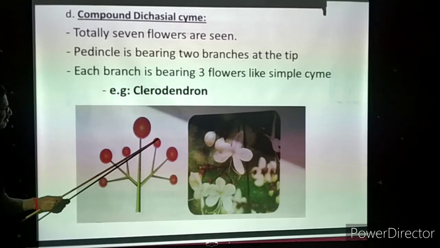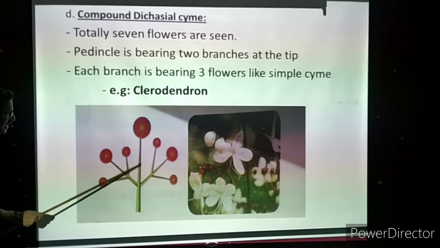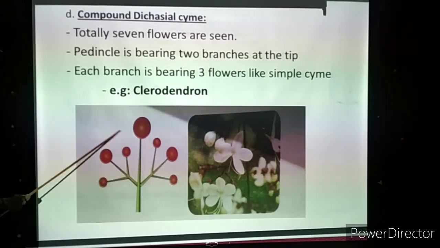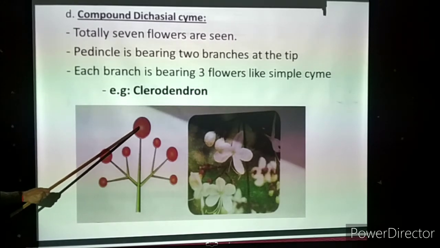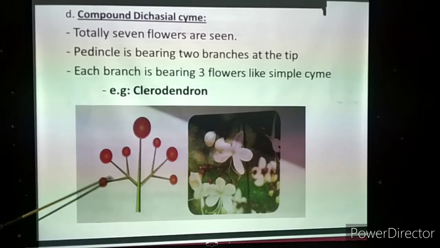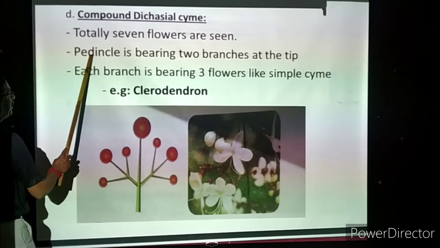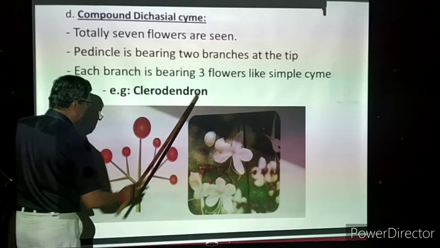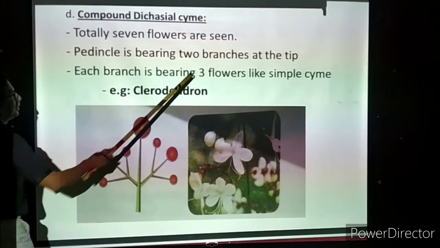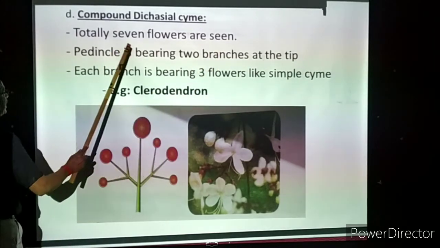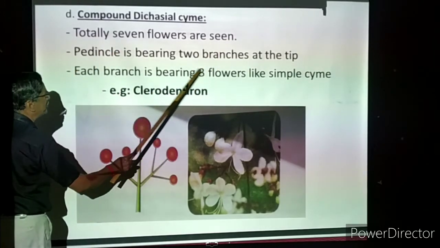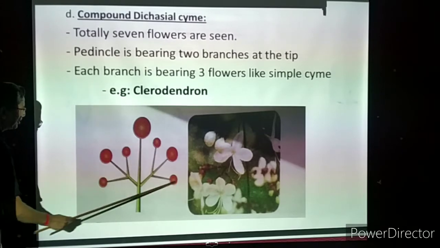Each branch is ending with two flowers. So on one side if you take, three flowers will be there. On the other side, three flowers will be there. At the top, one flower will be there. Altogether 7 flowers will be present. The peduncle is bearing a fixed number, two branches, at the tip. Each branch is bearing 3 flowers.